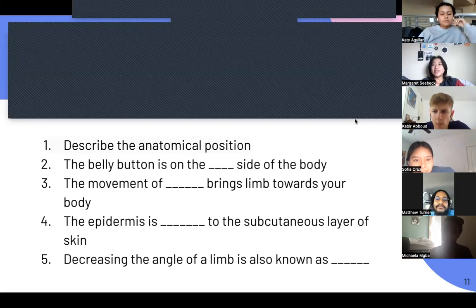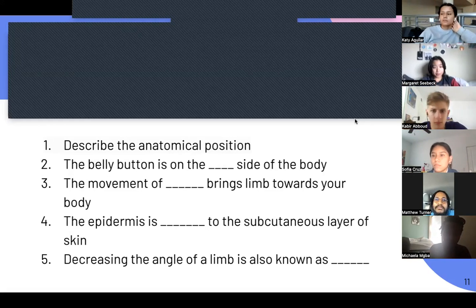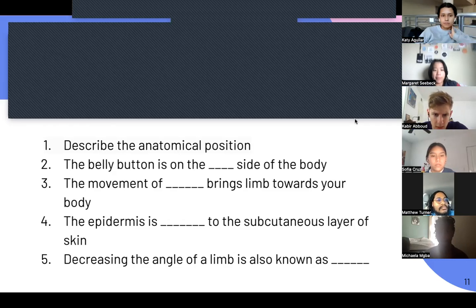Okay. Awesome. Just remember the crucial part is this is probably the arm placement. I think a lot of people forget the arm placement because I feel like most people would stand with their arms like to their side or with their arms facing back, like their palms facing backwards. So that's pretty important to remember. The belly button is on the blank side of the body.